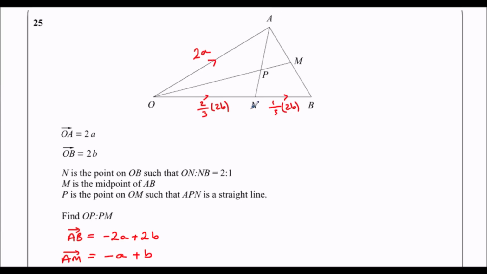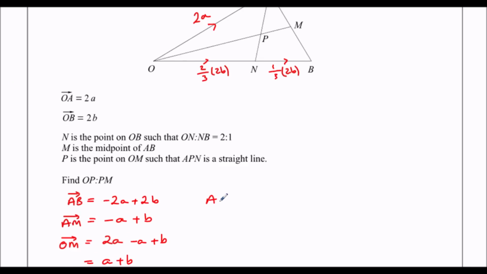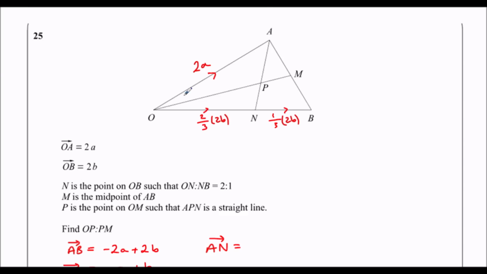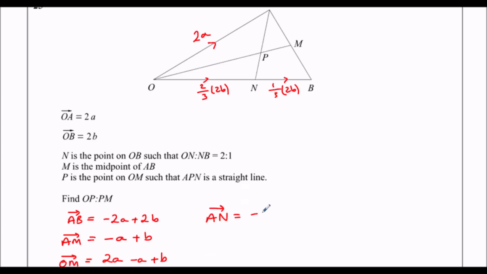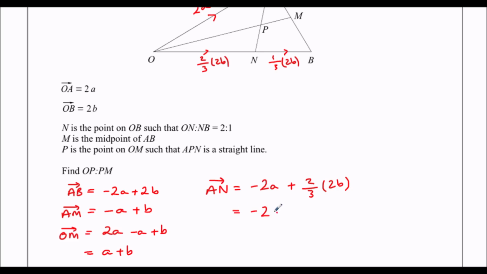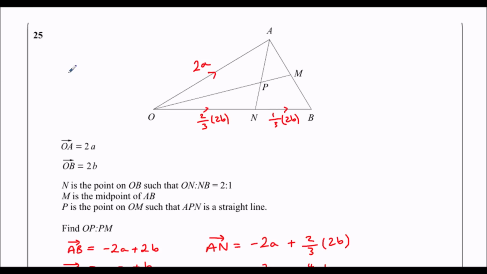Let's work out AN as well. So AN is backwards along the 2A, so minus 2A, and then up to here, which is 2/3 of 2B. We can simplify that. 2/3 of 2B is, well, 2 times 2 is 4, so 4/3 of B. So now I've got these two straight lines, OM and AN.